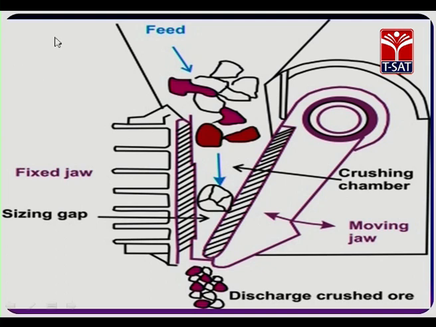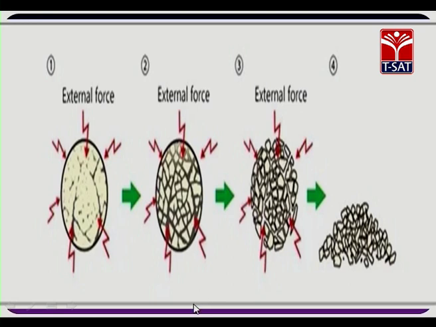So, this is the way you can crush it. Feed means you are putting the ore into the machine. This is a crushing chamber, children. If you see it, the bigger pieces of ore have been crushed into smaller pieces by using this crushing chamber. Now, this is a fixed jaw and this is a moving jaw. In between, if you put the bigger pieces of ore, it comes down as smaller pieces or crushed ore. So, by applying external force also, you can crush it into smaller pieces. This is grinding. And now, the concentration of ore is the next step we have to follow.